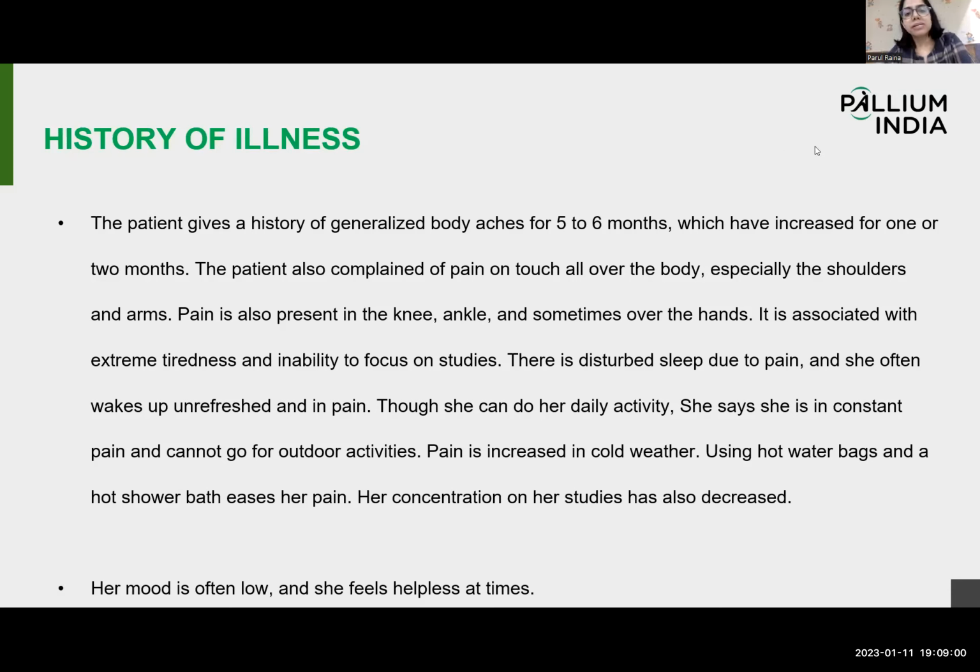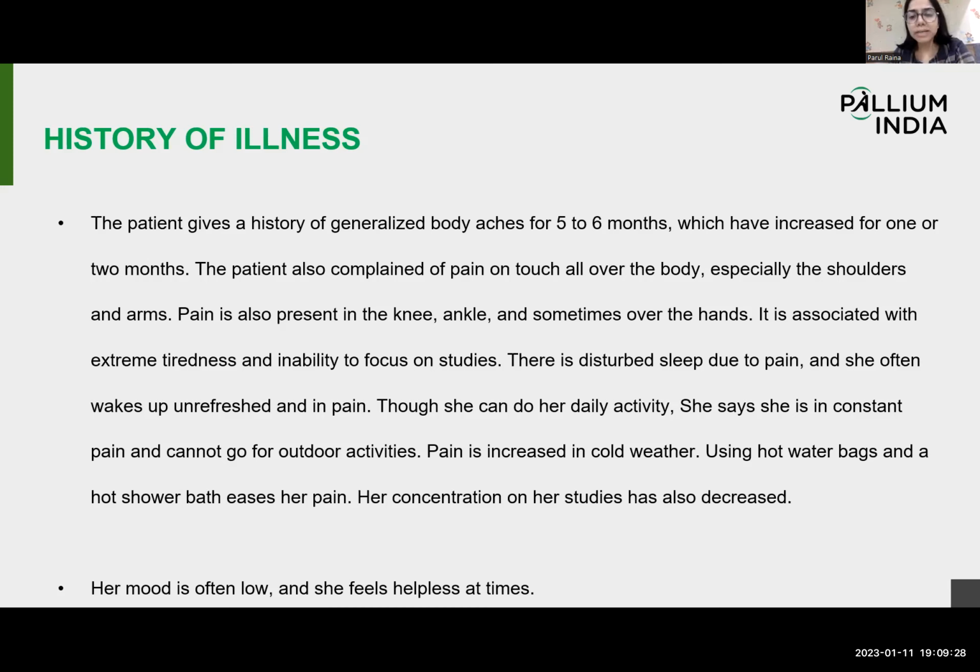The patient gives a history of generalized body ache, which was around for 5 to 6 months, which has increased for 1 or 2 months. The patient also complained of pain on touch all over the body, especially the shoulders and arms. Pain is also present in the knee, ankle, and sometimes over the hands. It is associated with extreme tiredness and inability to focus on the studies. There is disturbed sleep due to pain, and she often wakes up unrefreshed and in pain.